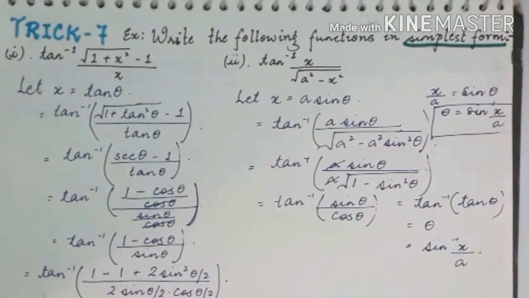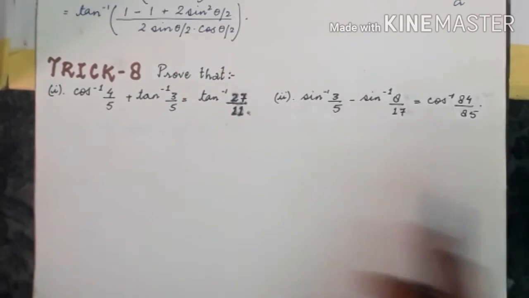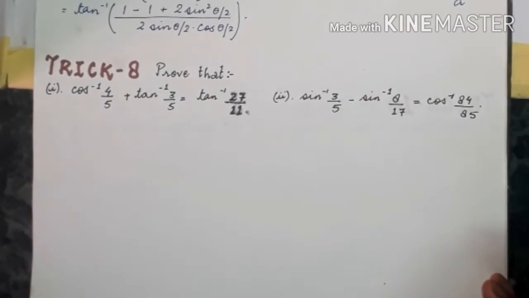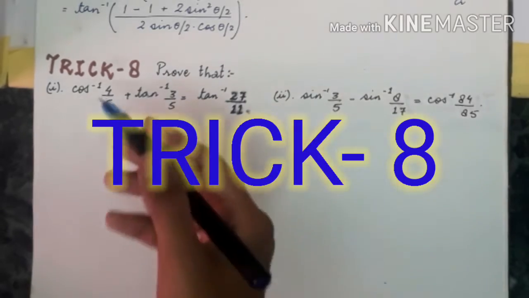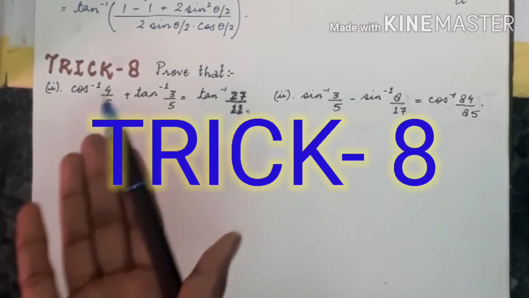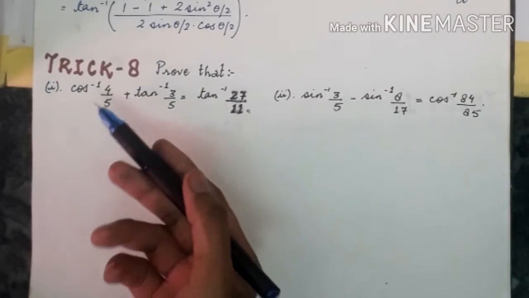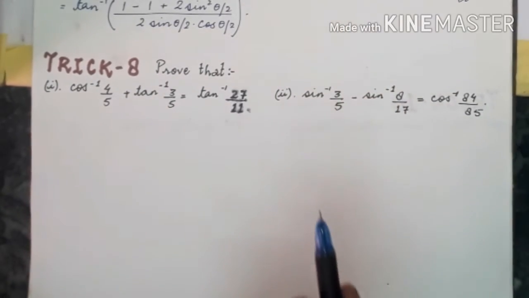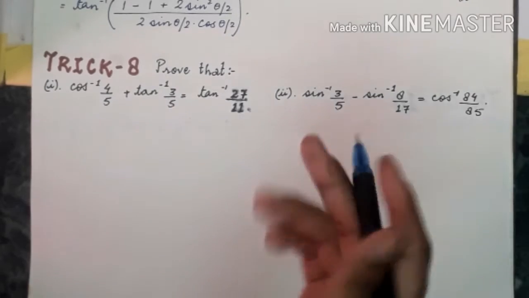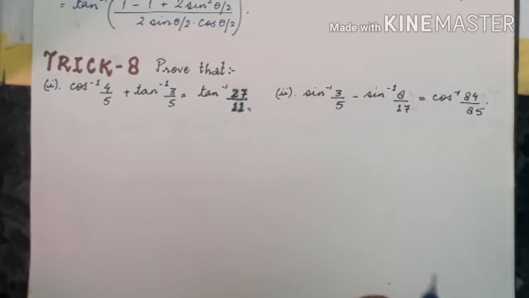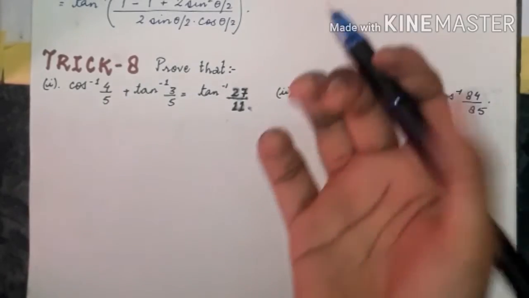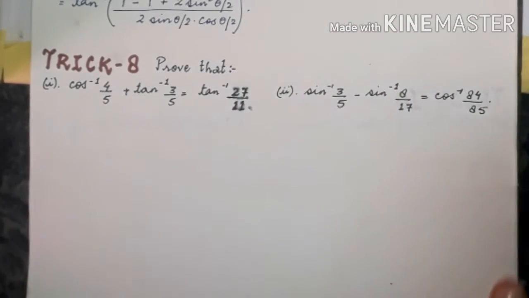Okay, so let's begin with the trick for type 8. Here we have started proving type questions. So whatever you get in questions of this type, for example cos inverse 4 by 5 plus tan inverse 3 by 5 is equal to tan inverse 27 by 11. You just know the formula of tan inverse x plus tan inverse y is equal to tan inverse something something. This is the identity.